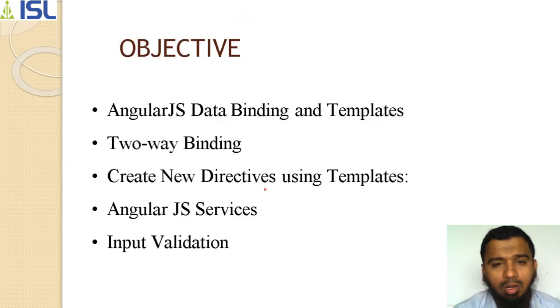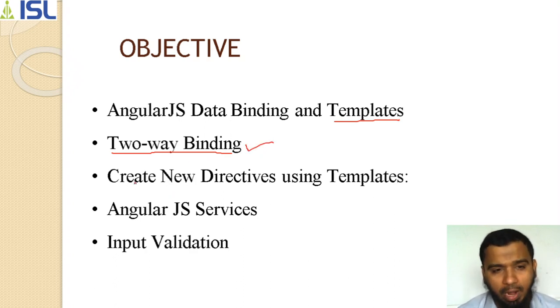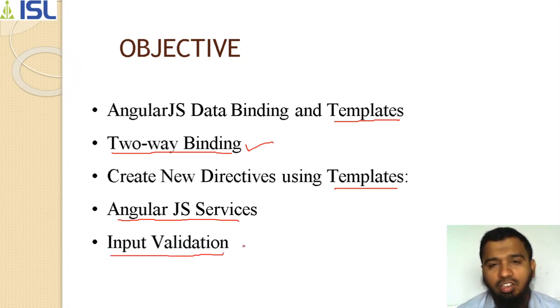Today's topic is AngularJS data binding and templates, and we will see two-way binding. In the last class we also saw it; definitely one question will come about two-way binding. Next is how to create a new directive using templates. We will also see some AngularJS services and what input validation is. When we finish this, the last topics of unit 4, this is the last lecture. From the next class we are going to start unit 5.